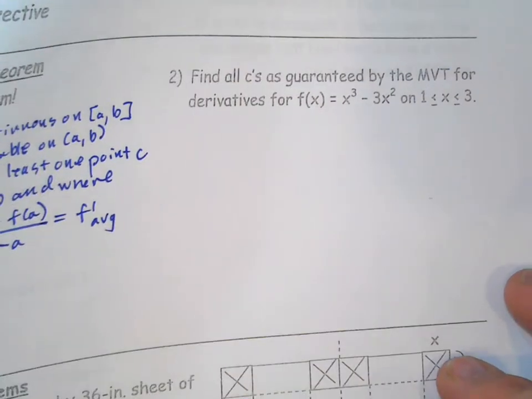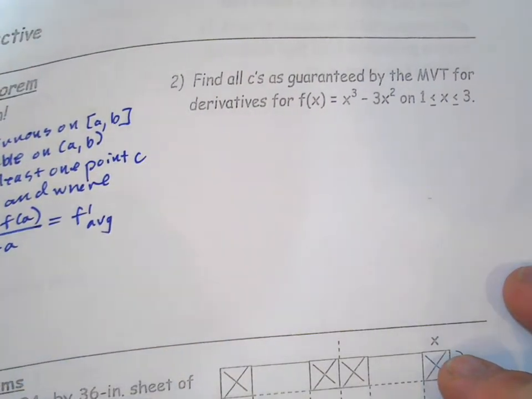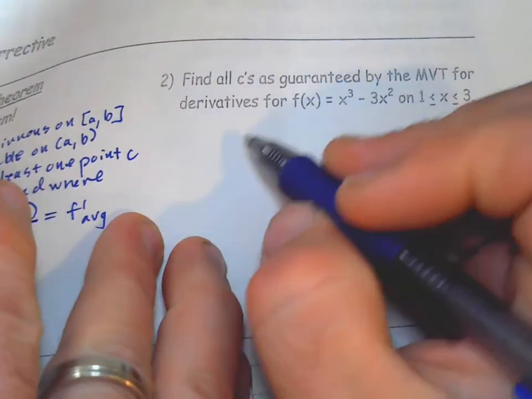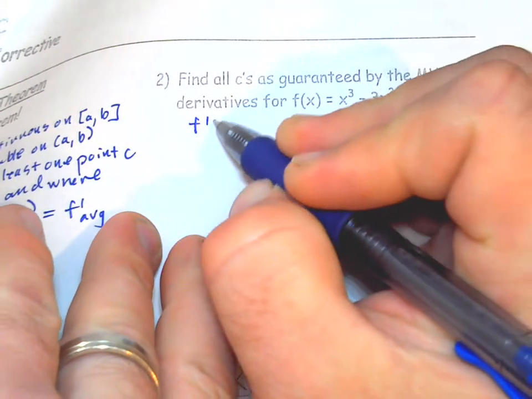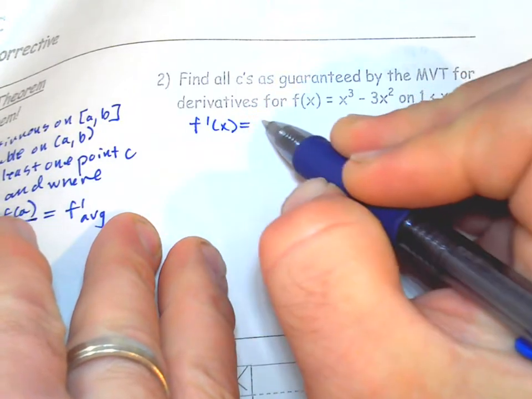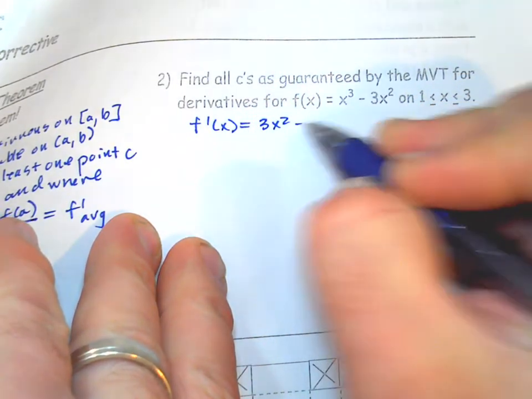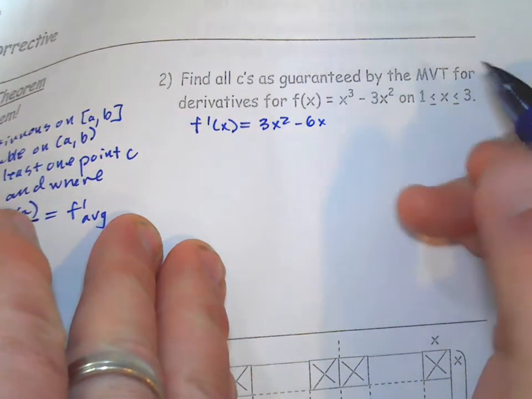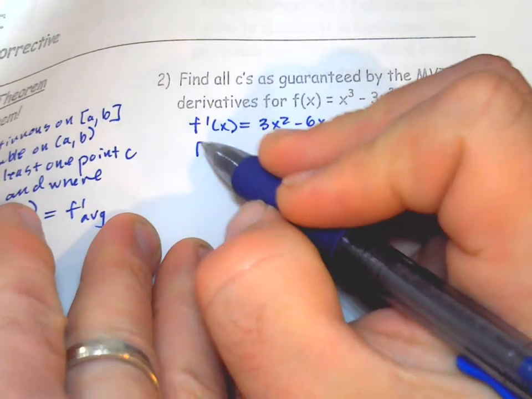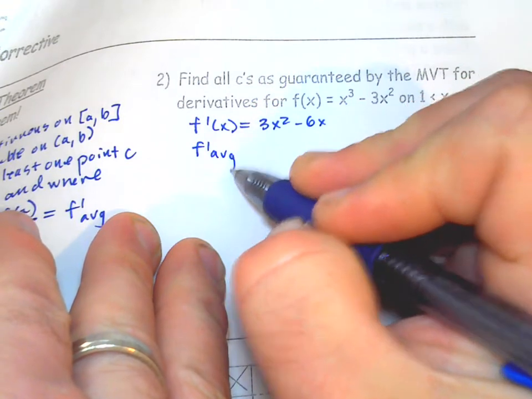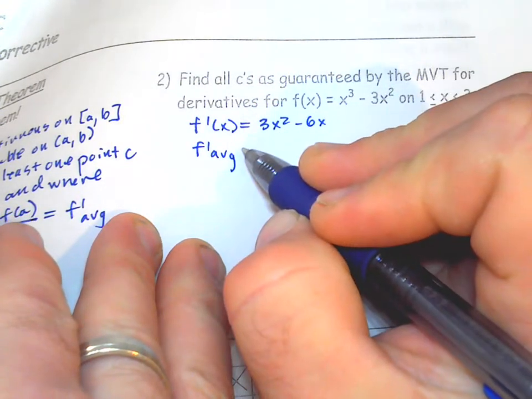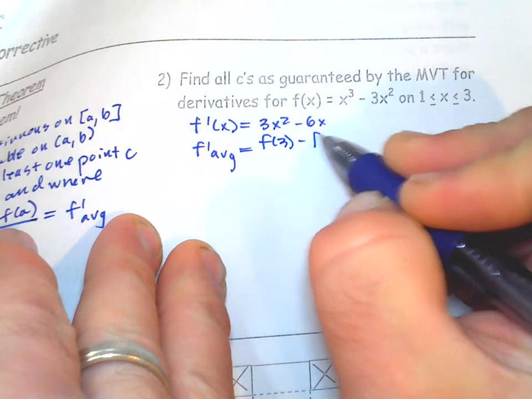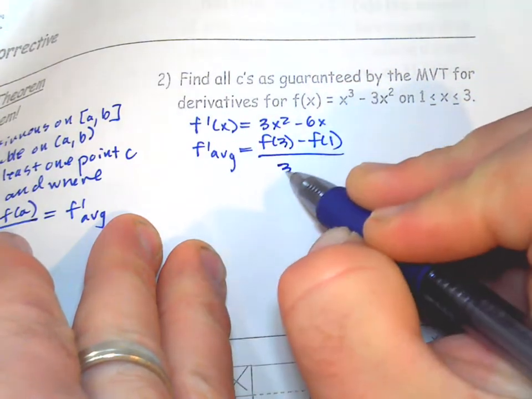Find all C's as guaranteed by the mean value theorem for derivatives for this function. So one of the things you have to do is find the actual derivative, right? And then the other thing is we need to find the average value of the derivative. And so that's going to be f of 3 minus f of 1 over 3 minus 1. It's good to show your setup.